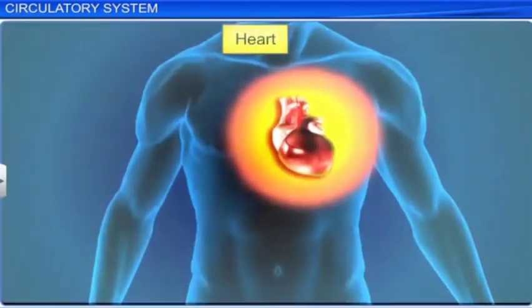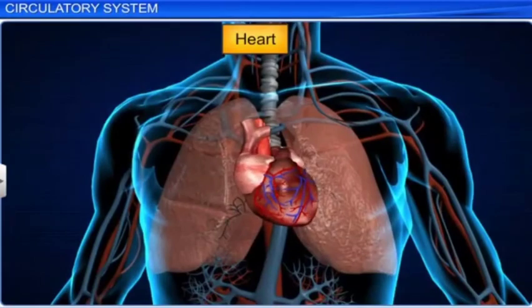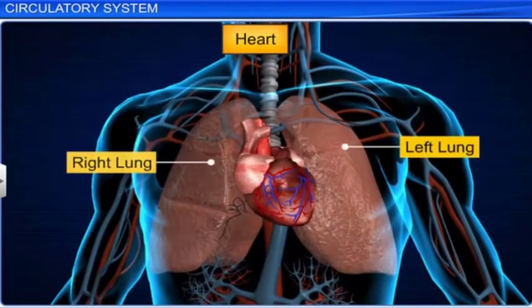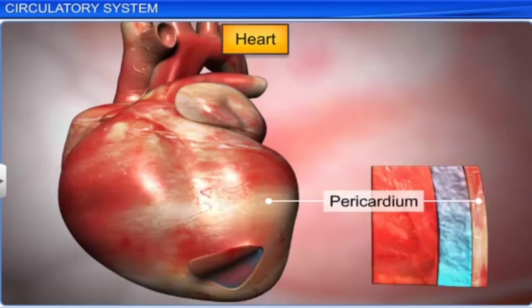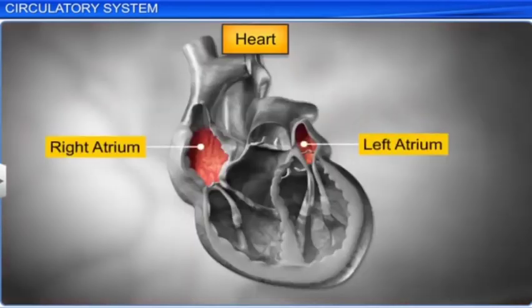The heart is about the size of a fist and lies in the thoracic cavity between the lungs, slightly tilted towards the left lung. It is protected by a double-walled membranous sac called the pericardium, which encloses the pericardial fluid. It is four-chambered with two small upper atria and two large lower ventricles.